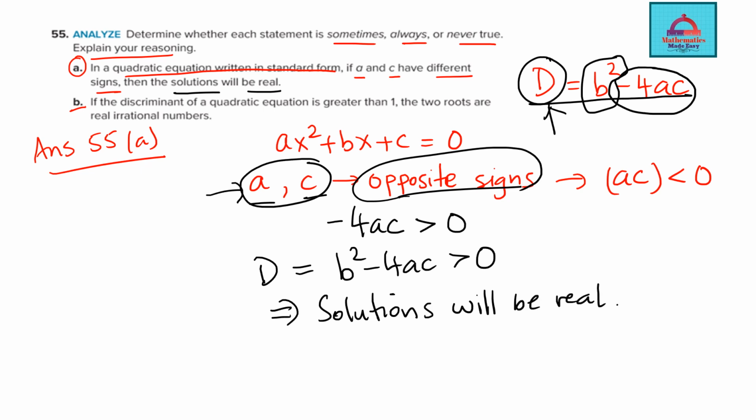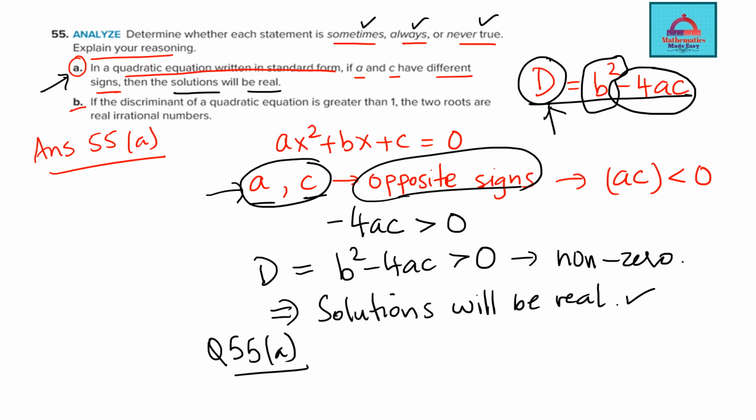There's no way it can be imaginary, and because my discriminant is non-zero or positive, this is quite sure. So that means this statement is very true. It's always true. So the answer for question 55 part A would be, we had to select sometimes, always, or never true. So this one is always true. So the answer is that the statement given in question 55 part A is always true.